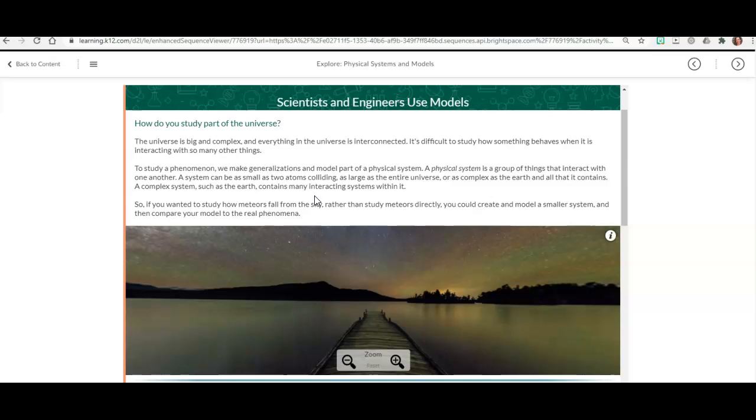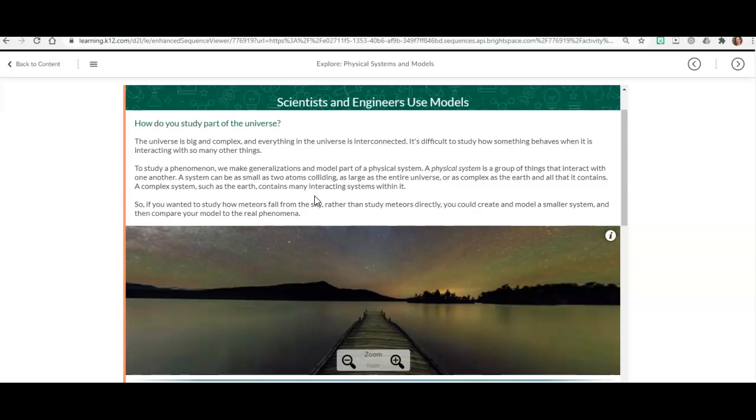To study a phenomenon, we make generalizations and model part of a physical system. A physical system is a group of things that interact with one another. That's a definition you want to have in your notes. A system can be as small as 2 atoms colliding, as large as the entire universe, or as complex as the Earth and all that it contains. A complex system, such as the Earth, contains many interacting systems within it.